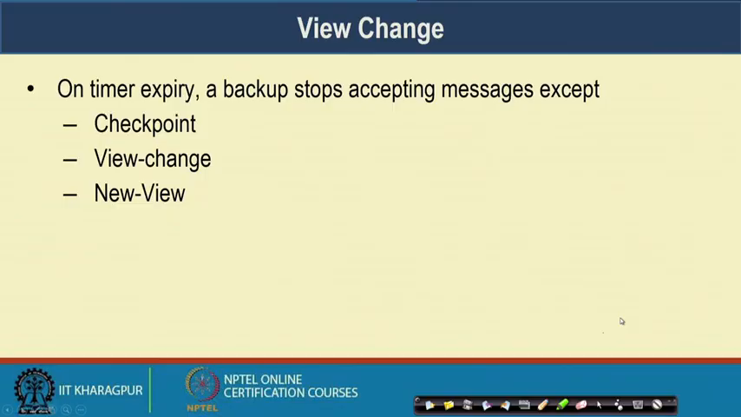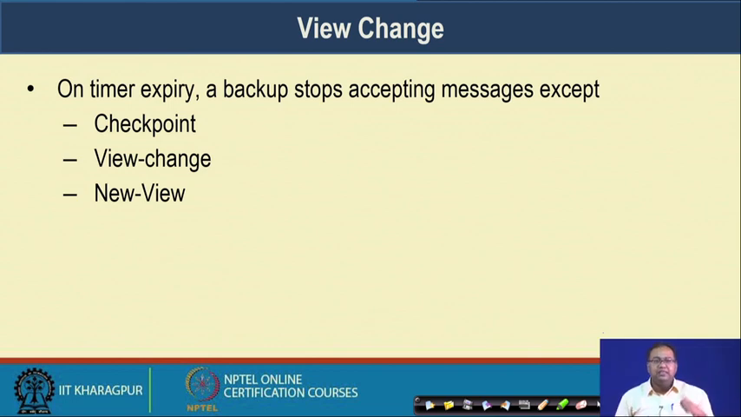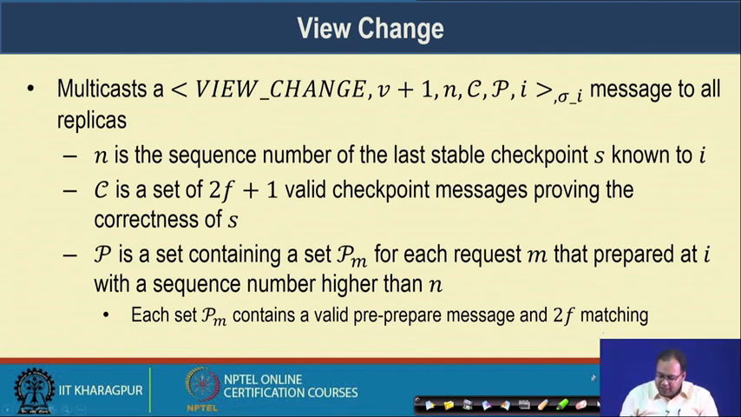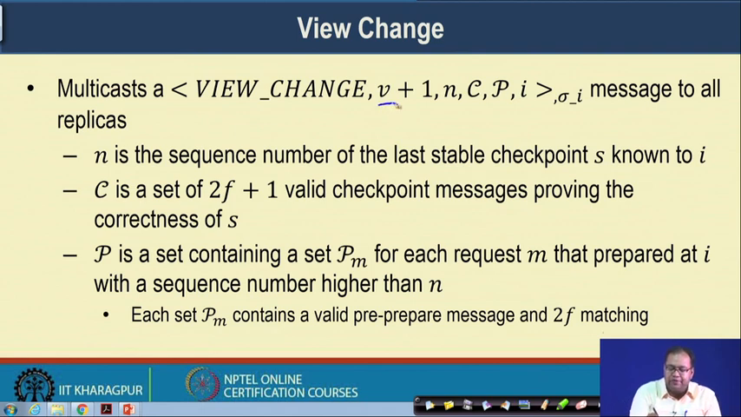On timer expiry, a backup stops accepting any new messages except the normal checkpointing messages, the view change message and the new view message. So, only view change is being performed during that time. Now, this view change operation is a little straightforward. When a backup has a timeout, it multicasts a view change message to all the replicas. So, it initiates a view change for a new view V plus 1, along with the sequence number n of the last stable checkpoint. That means it is the sequence number of the last transaction that has been accepted, and then certain sets.